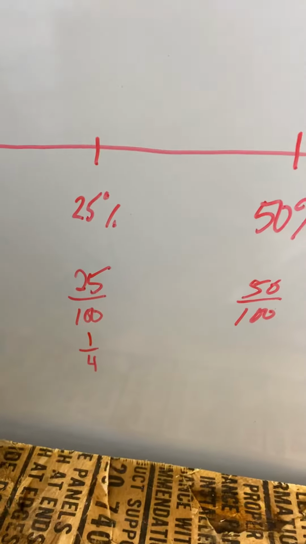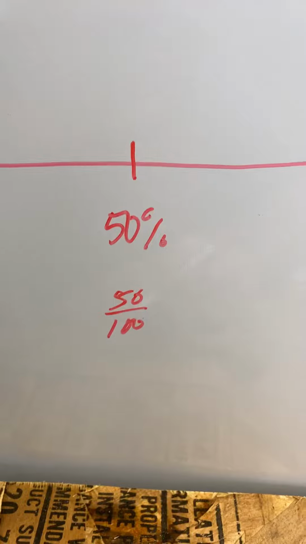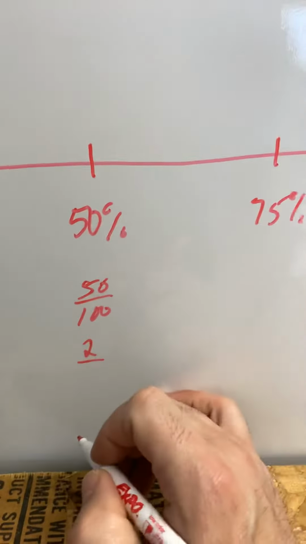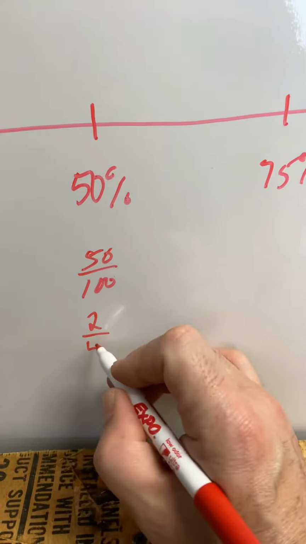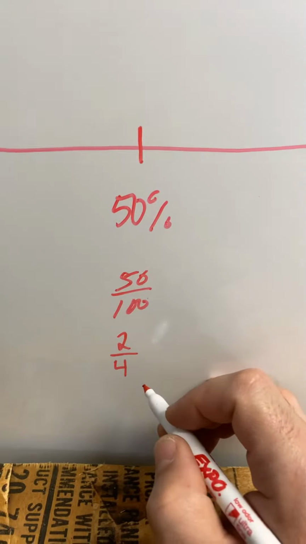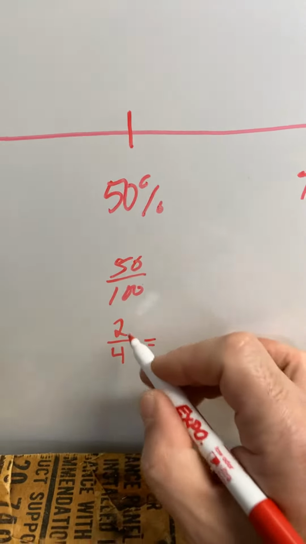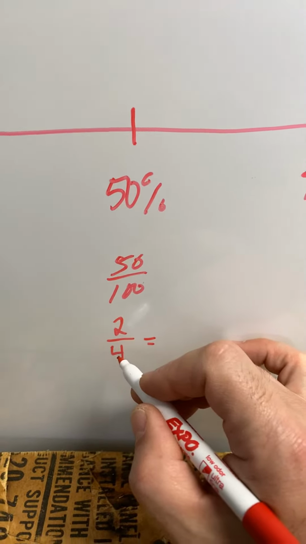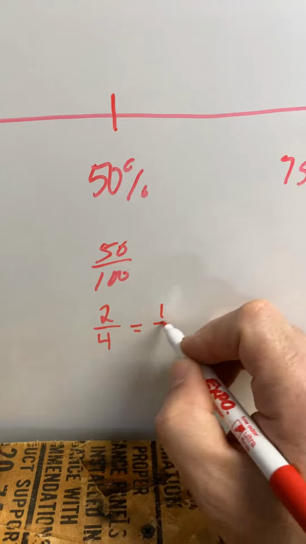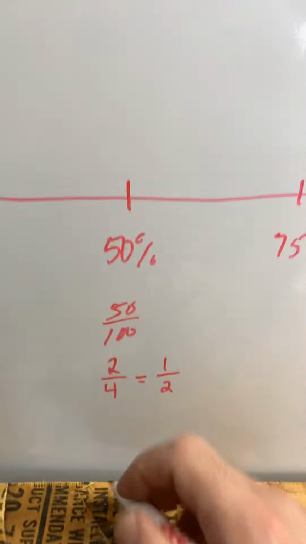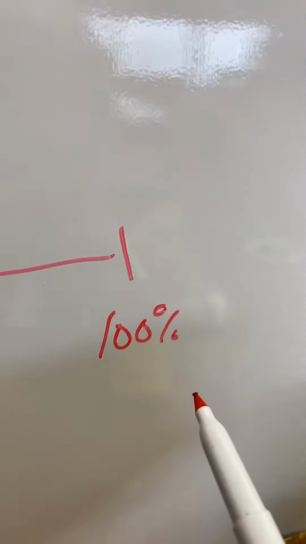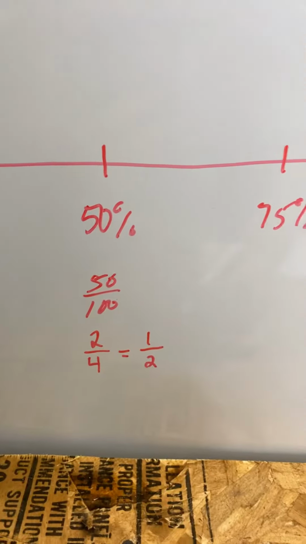Once again, we had a quarter, right? Well, how many quarters can you get into 50? Well, you can get 2. How many quarters go into a dollar? 4. But once again, you can simplify that even more. How many times can 2 go into 4? It can go in twice, but you'd be left with a 1 on top, so that's 1/2. Think about it. 50 is half of 100, so that's a fraction form.